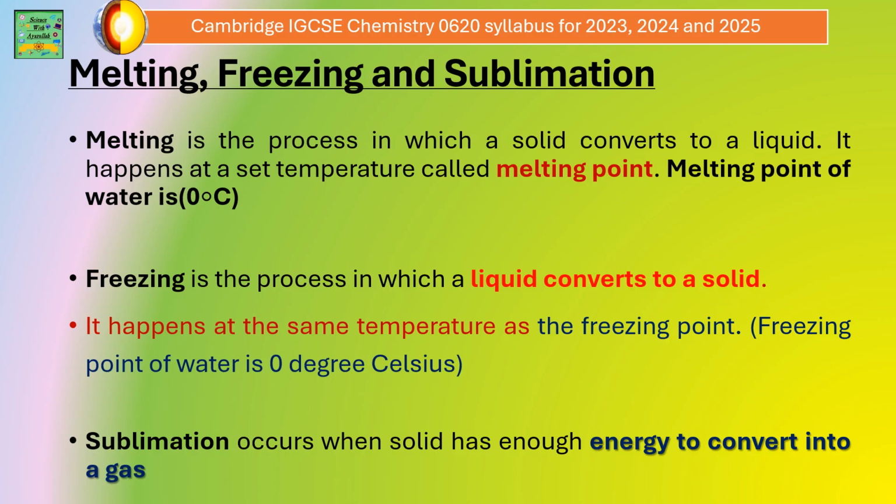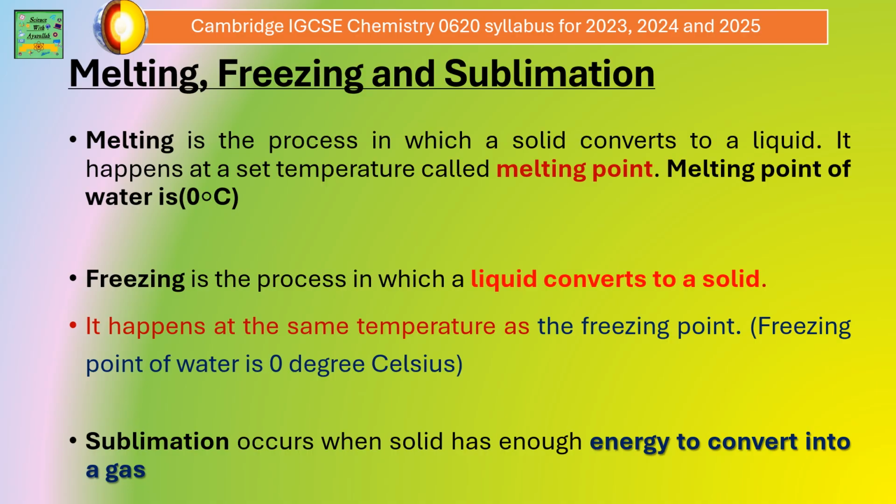Melting, freezing, and sublimation. Melting is the process in which a solid converts to a liquid. It happens at a set temperature called melting point. Melting point of water is 0 degrees Celsius. Freezing. Freezing is the process in which a liquid converts into solid. It happens at the same temperature as the freezing point. Freezing point of water is 0 degrees Celsius.